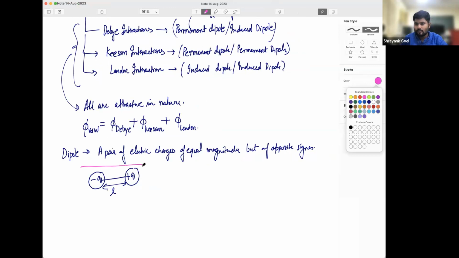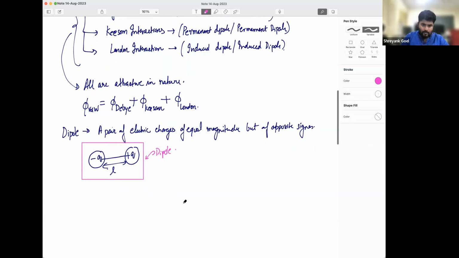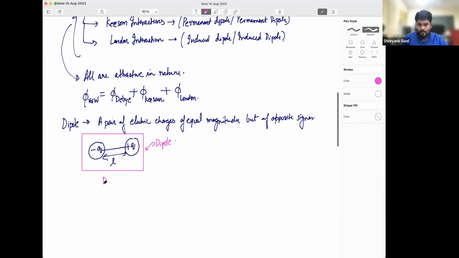So this is the dipole. The dipole moment, as sir introduced us in the lecture, is mu, that is the symbol being used for the dipole moment, equals Q into L. L is the distance between these two charges.